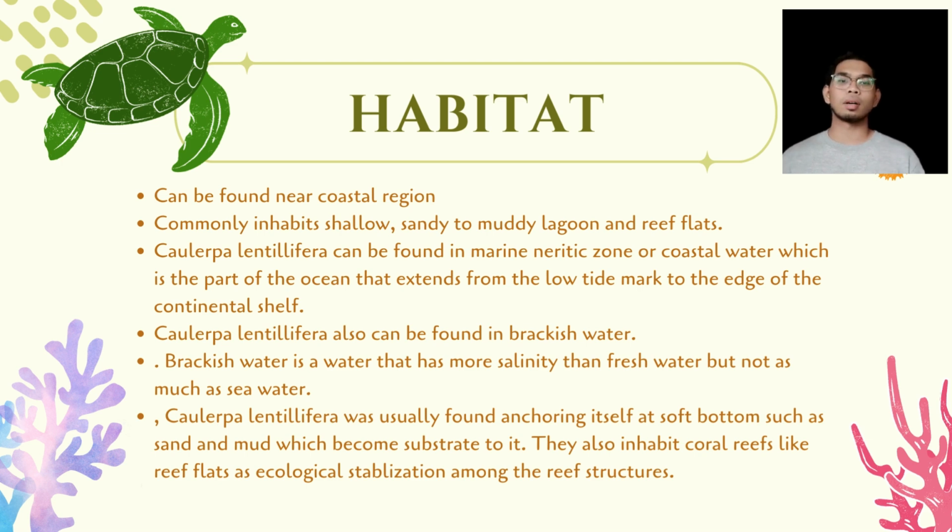Sea grapes can be found not only in the sea but also in brackish water, which has higher salinity than fresh water but lower than sea water. Brackish water areas such as estuaries and lagoons are transitional zones where fresh and sea water mix. This alga typically anchors itself in soft bottoms like sand and mud, and it also inhabits coral reefs, contributing to ecological stabilization among reef cultures.